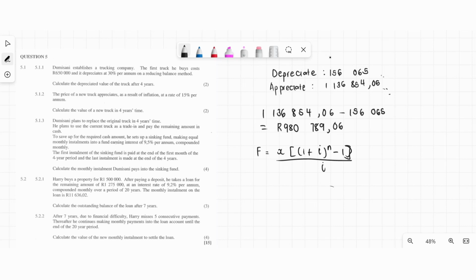But what's our i? In the question, our i is 9.5, right? And n is 4. But it's going to be 4 multiplied by 12 because it's compounded monthly. And our i is going to be divided by 12. So let's substitute. For F here, we're going to substitute this amount because we need the monthly installment. So let's do that.